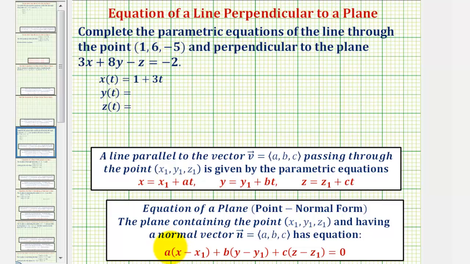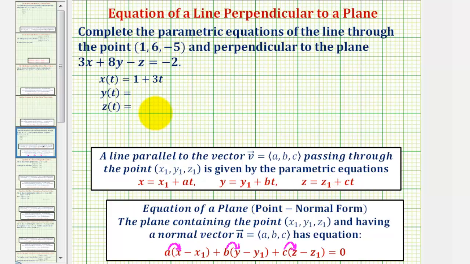Notice if we distribute, the coefficients of x, y, and z would give us the components of a normal vector to the plane. And since our line is perpendicular to the plane, this normal vector would be a direction vector of the line, or the line would be parallel to this normal vector, which is all we need in order to find the equation of the line. A line parallel to a vector v with components a, b, and c passing through the point (x1, y1, z1) has the following parametric equations.